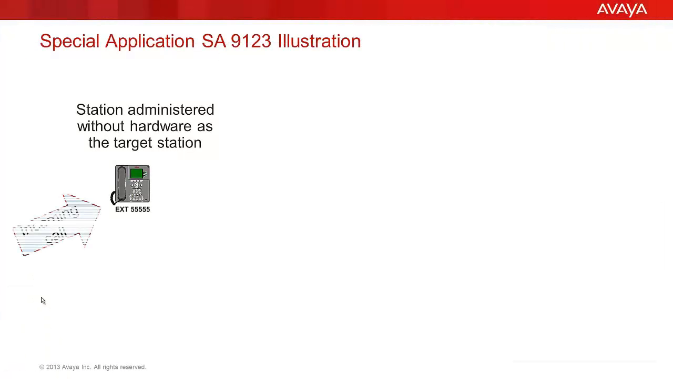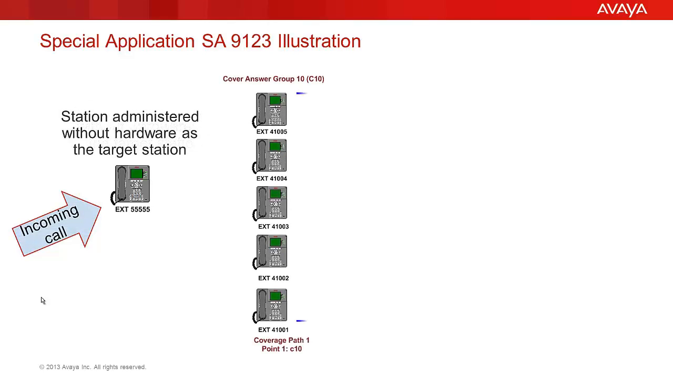The station shown here is a target station that could be an incoming target of a trunk, group, or DID extension. The station is administered without hardware, so when a call is directed to it, the stations in the Cover Answer Group start ringing. After 6 rings, programmed for that first coverage point, the call transitions to the next point in the coverage path.